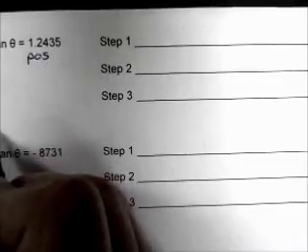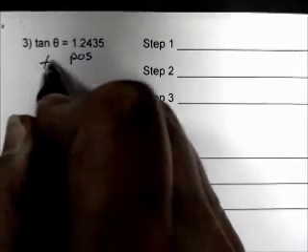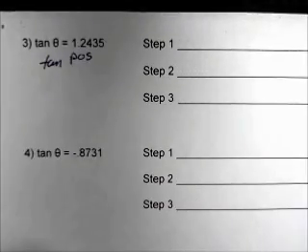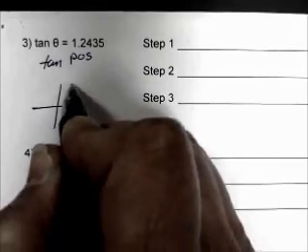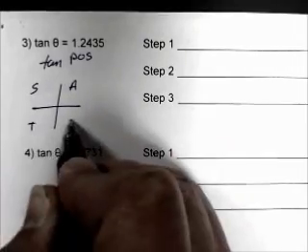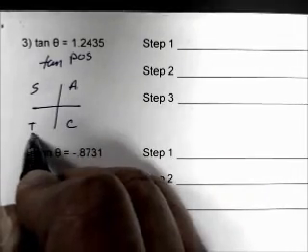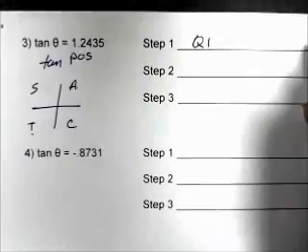Next, the tangent of theta is equal to 1.2435. Okay. This decimal value is positive. It's a positive value. Tangent is positive in what quadrants? Quadrant 1 and quadrant 3. Quadrant 1 and quadrant 3.